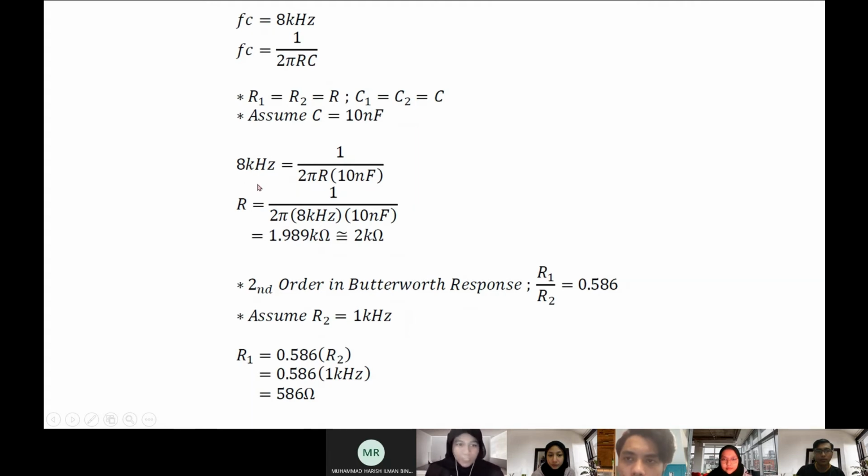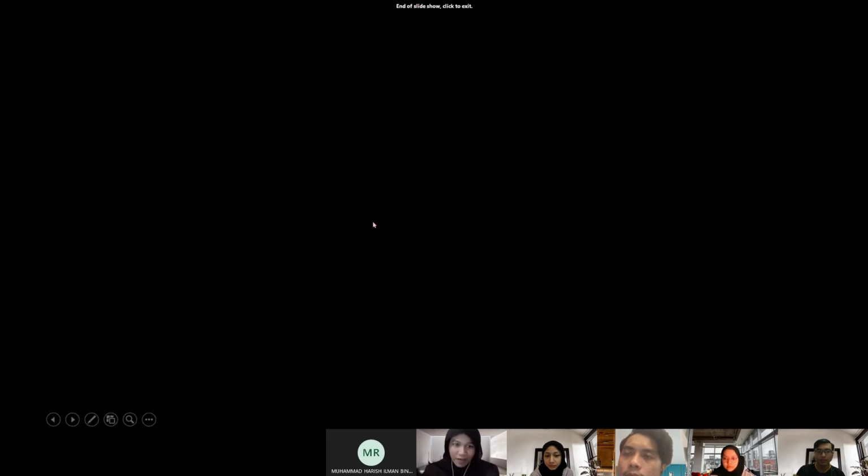So when FC is equal to 8 kilohertz, the formula is 1 over 2 pi RC, where I need to calculate R, and C is equal to 10 nanofarad, which I assumed just now. So R is equal to 1 over 2 pi times 8 kilohertz times 10 nanofarad, which will be equal to 1.989 kilo ohm, approximately 2 kilo ohm.